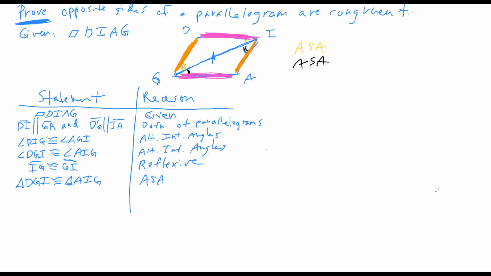So we get that DG is congruent to its opposite side. I'm doing the part in orange right now. DG is congruent to AI. And we get now the pink part, that the segment DI, the top segment, is congruent to the segment AG, the bottom pink segment. And all of this comes from corresponding parts of congruent triangles are congruent. Okay, so we proved what we were after up here, that the opposite sides of a parallelogram are congruent.